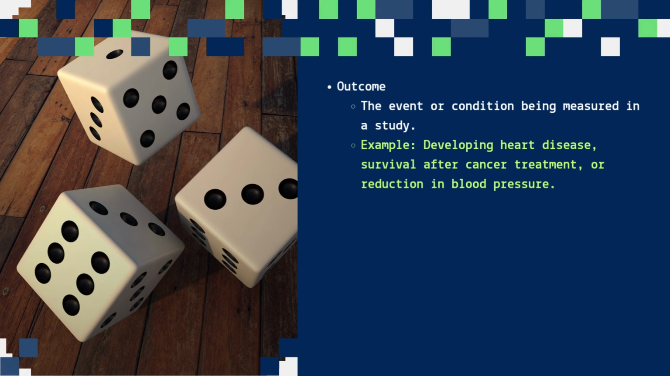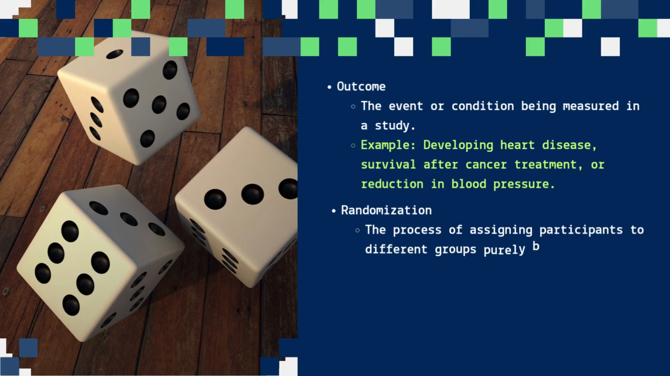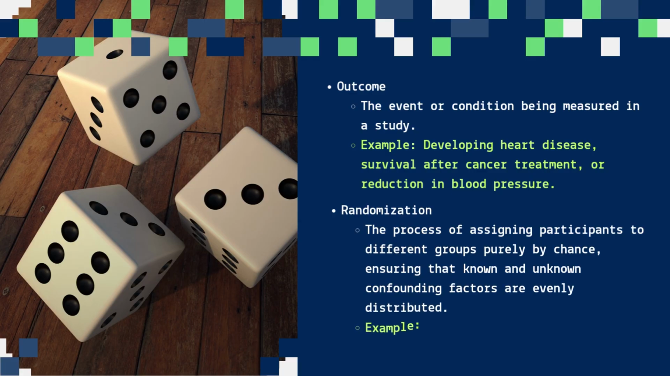When we move from observation into testing cause and effect, we come across the term randomization. This is the process of assigning participants to different groups by pure chance, like flipping a coin. Why do we randomize? Because it helps distribute both known and unknown factors evenly, making groups more comparable. It's what gives randomized trials their strength.